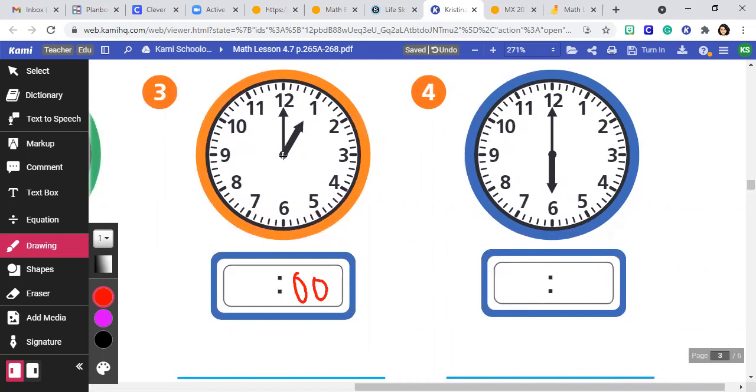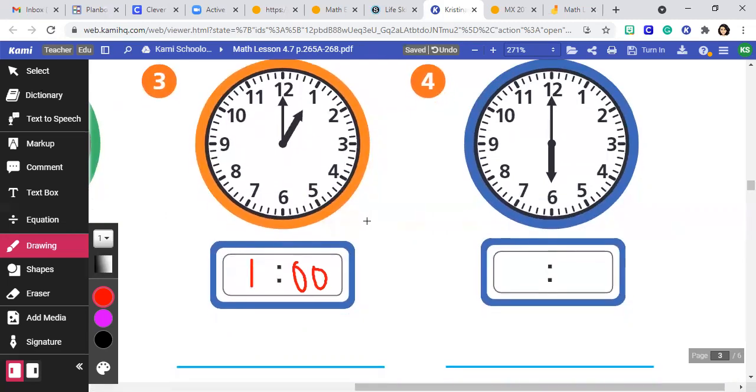For number 3, my small hand is pointing to the 1. So I know that the time represented on this analog clock is 1 o'clock. Number 4, I can see that the minutes are at 0. And my small, thicker hand is pointing to the 6. So I know that the time is 6 o'clock.